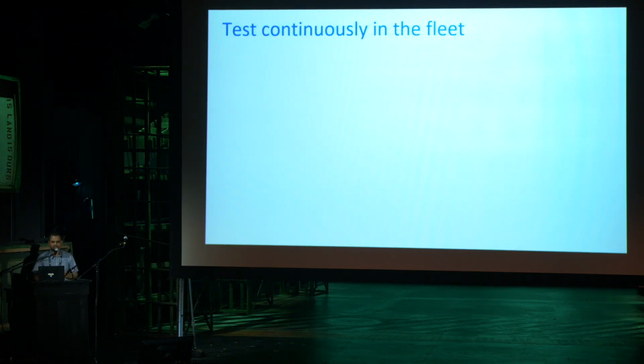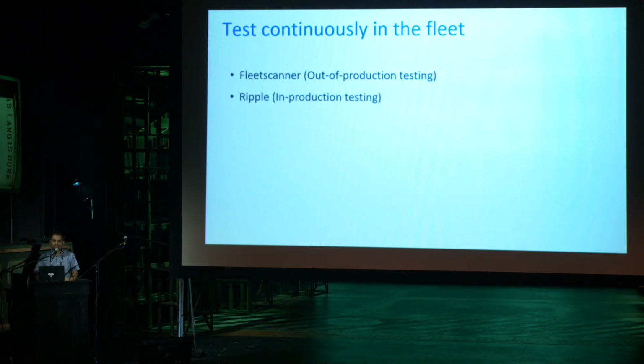And that's what we have built to mitigate the effects of this within our fleet. I'm going to talk about two different frameworks: Fleet Scanner, which is a way for us to do out-of-production testing, and a second flow called Ripple, which sits along with the workloads and allows you to test the devices for data corruptions.